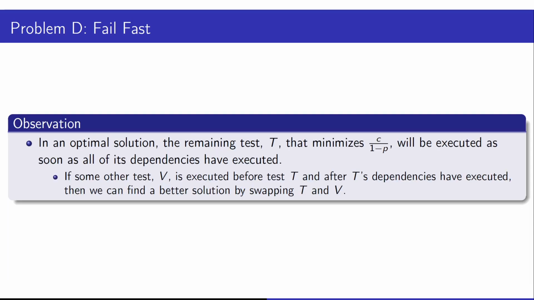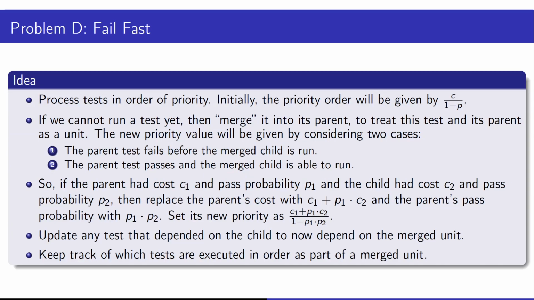In an optimal solution, if we consider the test that has the minimum possible value of c over 1 minus p, we want to execute it as soon as possible. So once all of its dependencies have been executed, we should definitely execute that test immediately. This gives us the motivation to try to process the tests in order of priority.